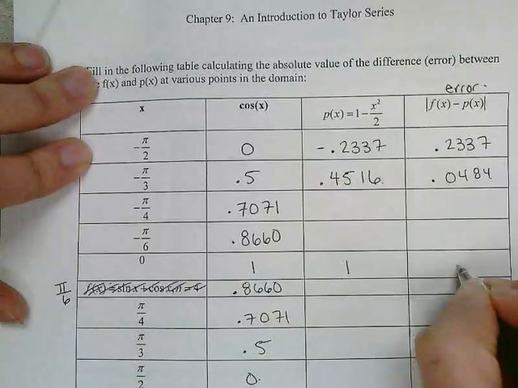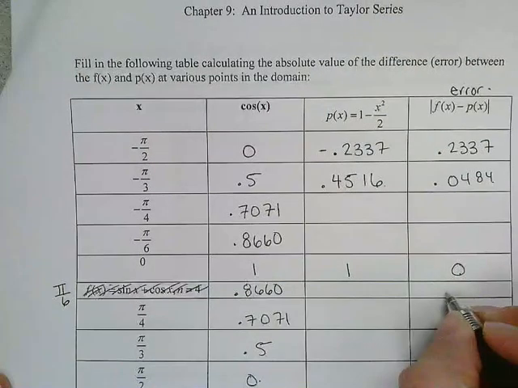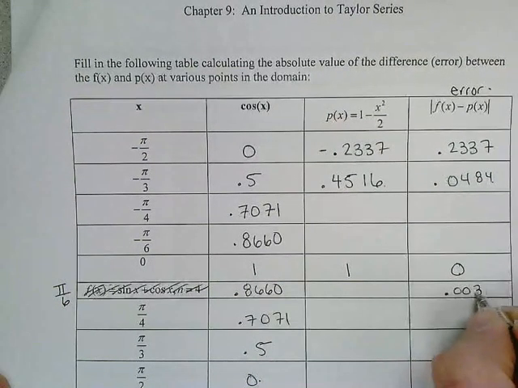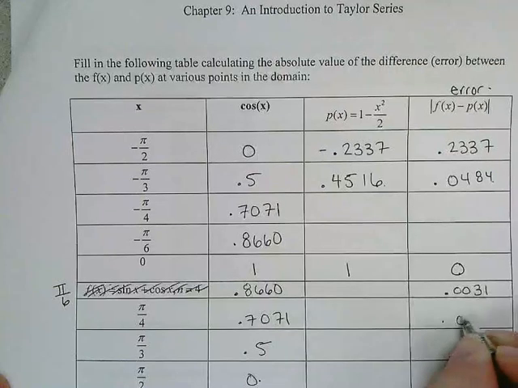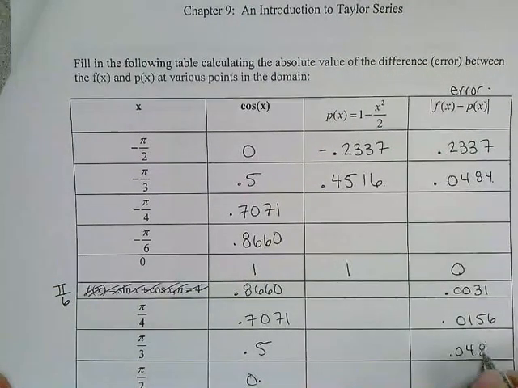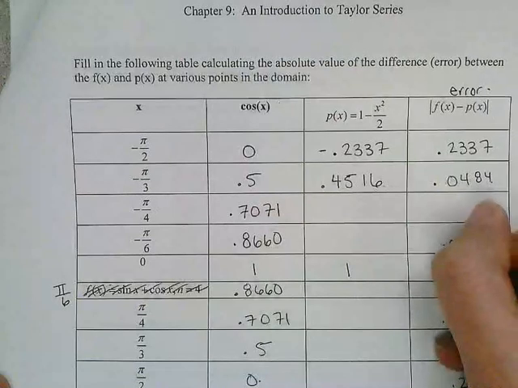And then the next one is 0.0484. And as you go down here, the error is 0. Down here, once you subtract the two numbers, you should get 0.0031, and then 0.0156, and then 0.0484, and 0.2337. So what do you notice?